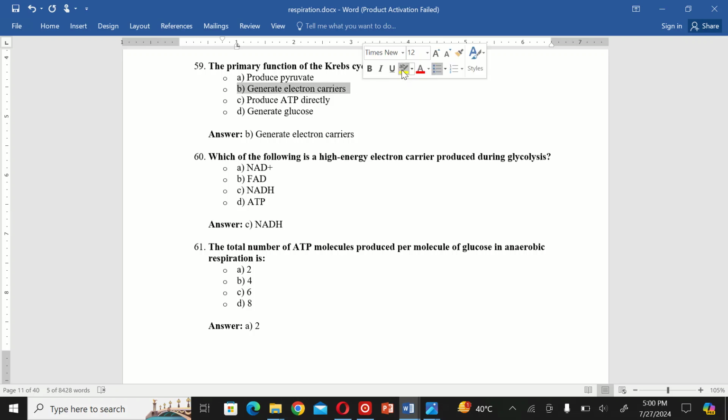The next MCQ is: which of the following is a high energy electron carrier produced during glycolysis? A. NADH plus NAD plus, B. FAD, C. NADH, and D. ATP. So the correct option is C.